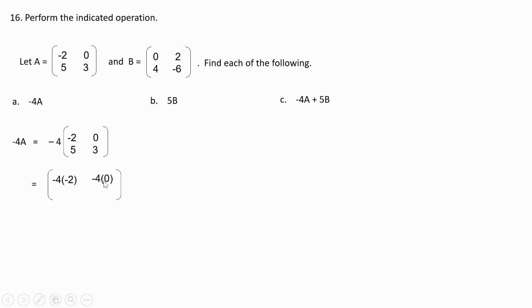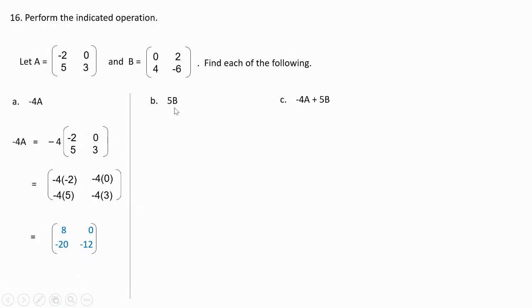Negative 4 times negative 2, negative 4 times 0, negative 4 times 5, and negative 4 times 3. Here, I'm going to do it this way so you guys can see exactly what I'm doing, but you can go straight from here to the answer. For example, negative 4 times negative 2 is going to give us 8. Negative 4 times 0 is going to give us 0. Negative 4 times 5 will give us negative 20. Negative 4 times 3 will give us negative 12. So this is the solution for 4A.